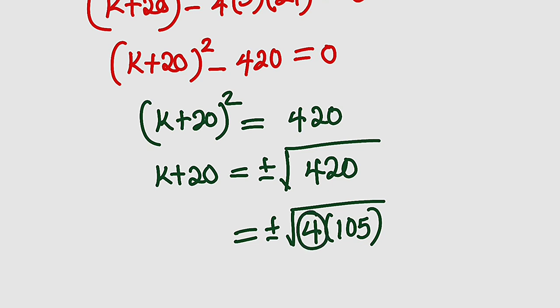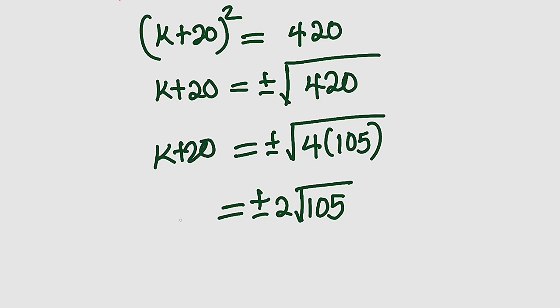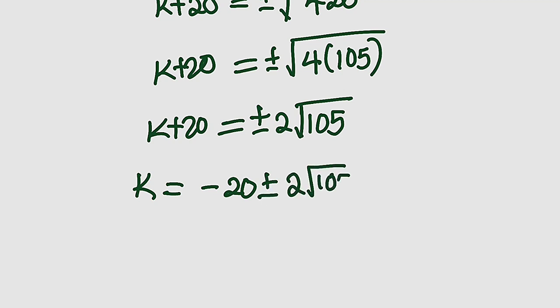And the square root of 4 is 2, so we can bring out the 2. This is plus or minus 2 multiplied by the square root of 105. Remember, this is k plus 20. And what are we looking for? We are looking for the value or values of k. Therefore, we can take this term to the other side. We have k equal to negative 20 as it crosses over, plus or minus 2 root 105.